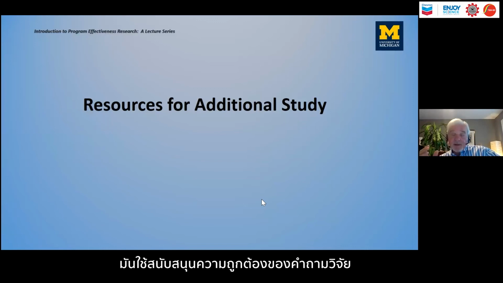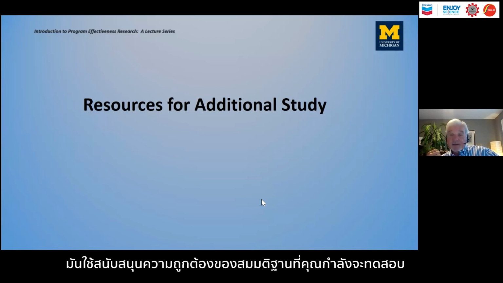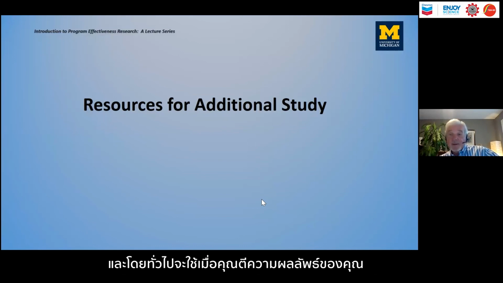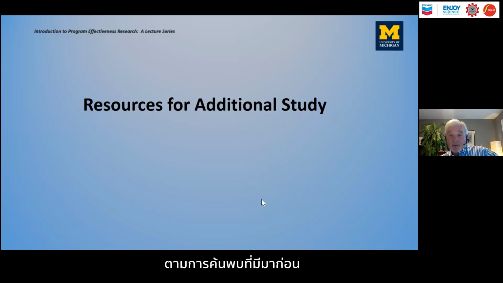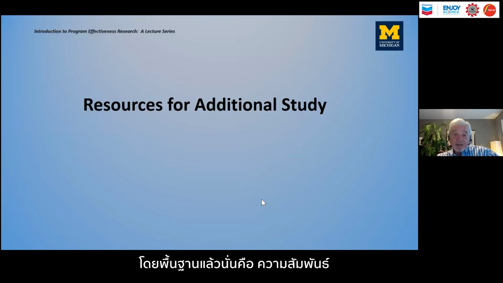It is used to justify the research questions and review the confirmation status of the findings about those research questions. It's used to justify the hypotheses that you are going to test, and it's generally used to interpret your results with respect to prior findings and signal whether or not additional research is warranted. That's basically the relationship between the literature review and findings.